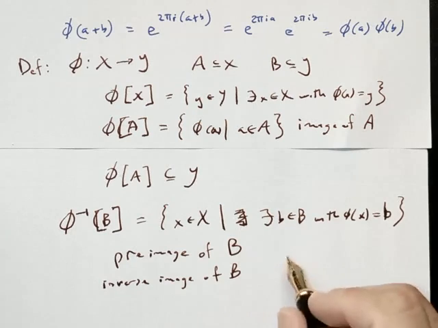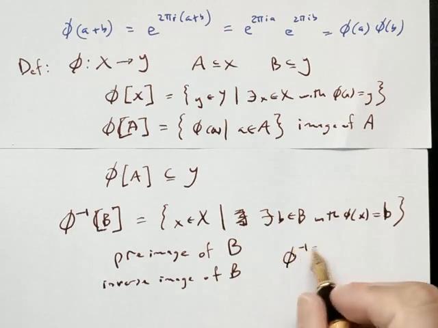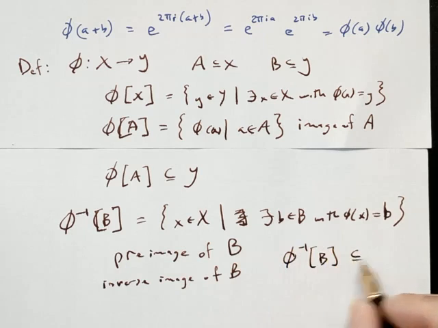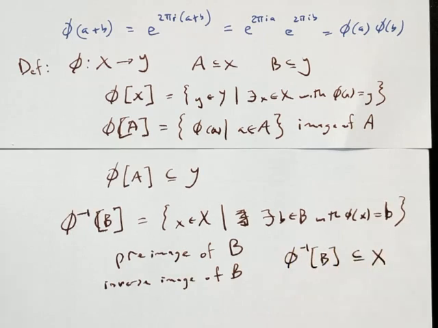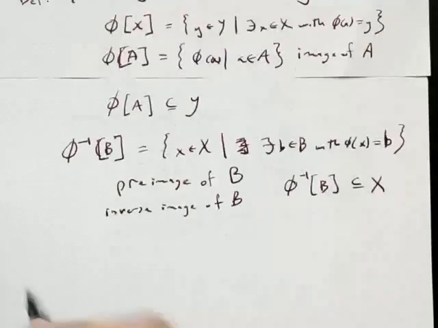Okay. Notice that the pre-image is back in X. Why do I want these terms? Because I want to think about what goes on in groups. I'm going to apply this idea to our group homomorphism.